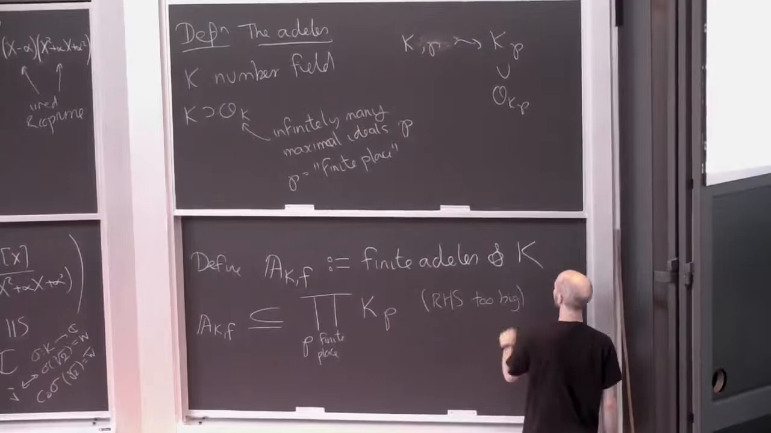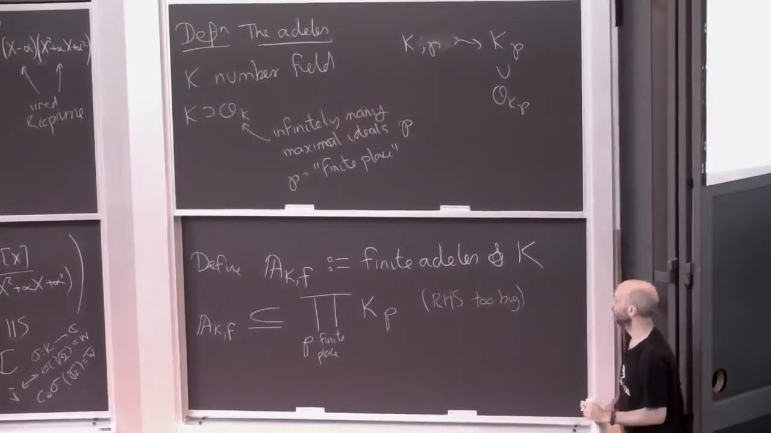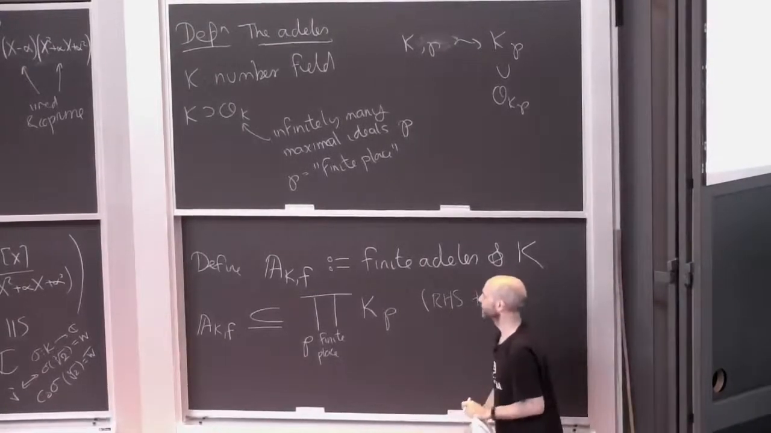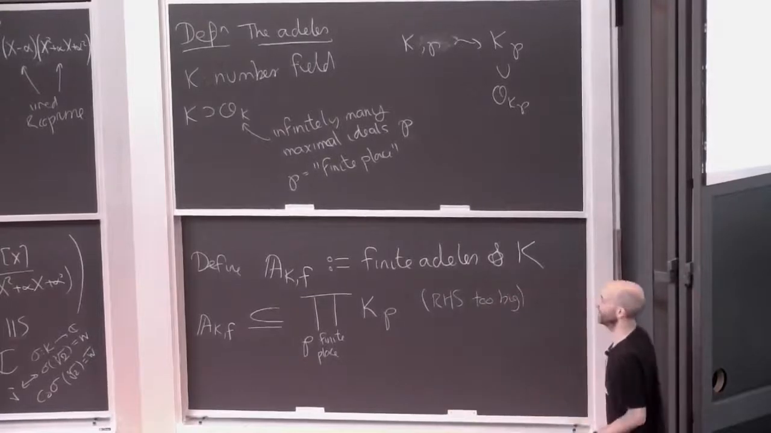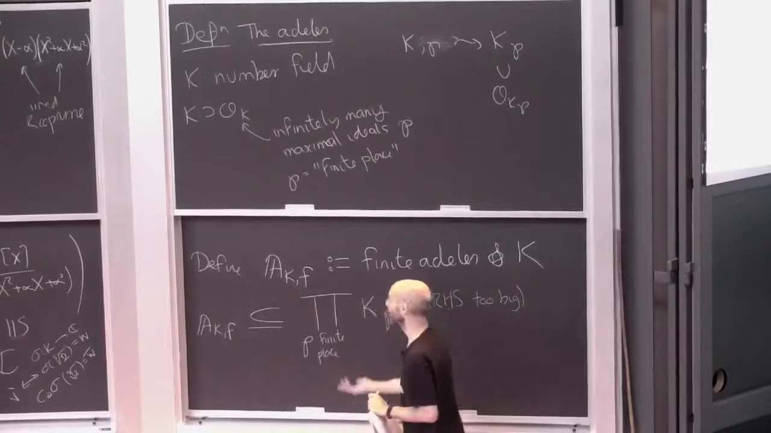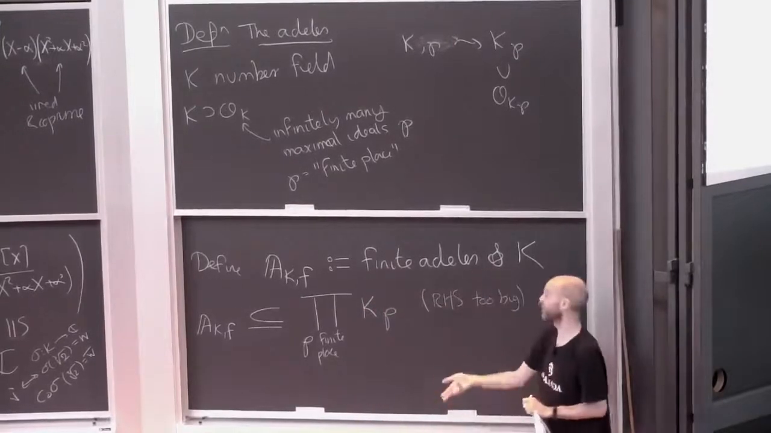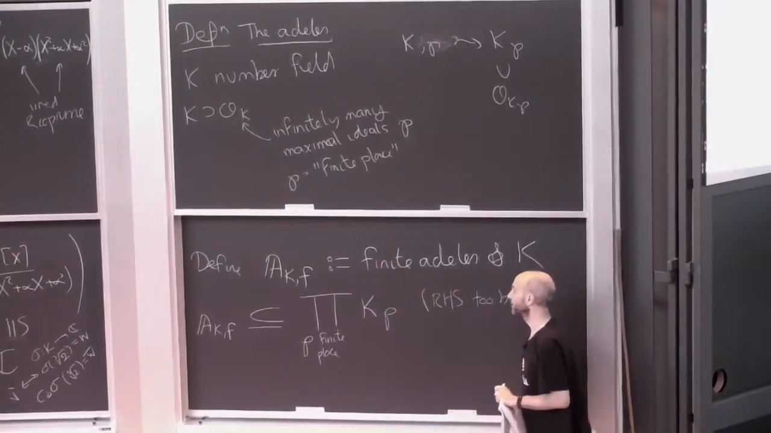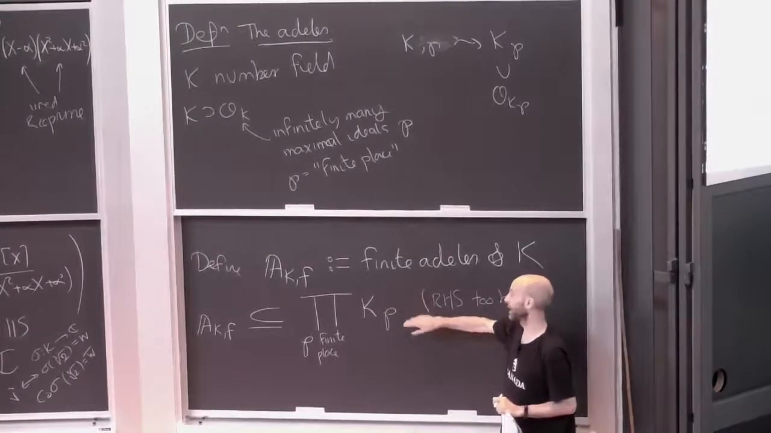Everyone always says too big. I actually know a rigorous reason. It took me a while to discover this, but if you ever read Tate's thesis, you'll see that a crucial role is played by a Haar measure, and Haar measures work for locally compact groups, and this is not locally compact, right?